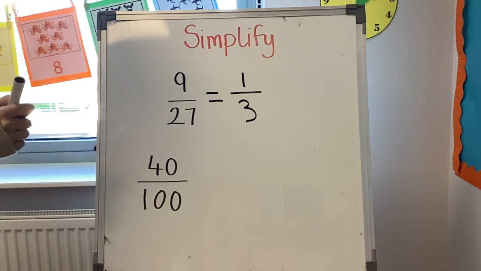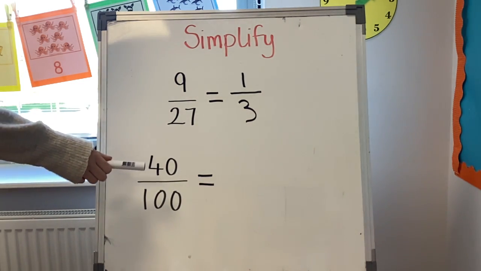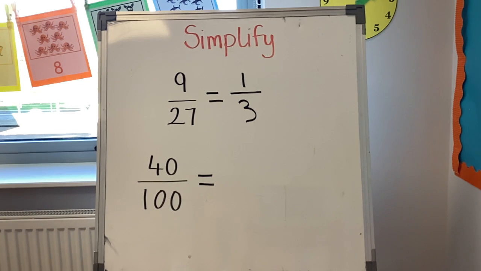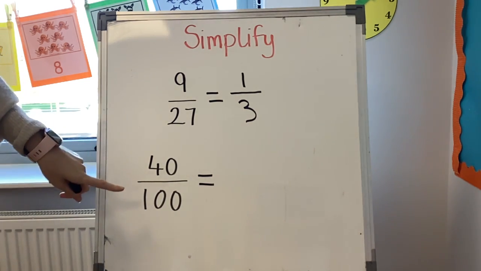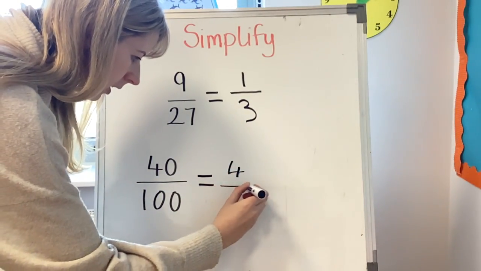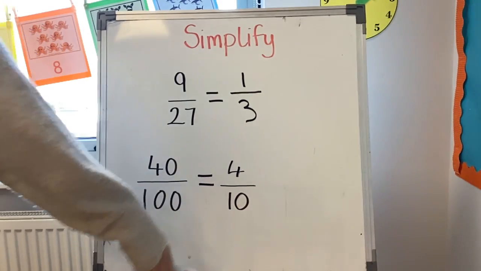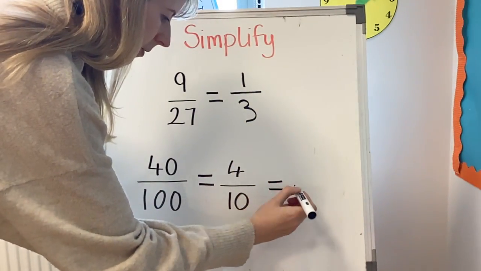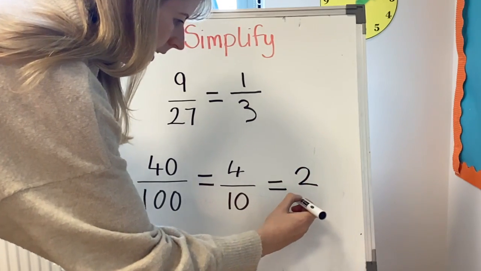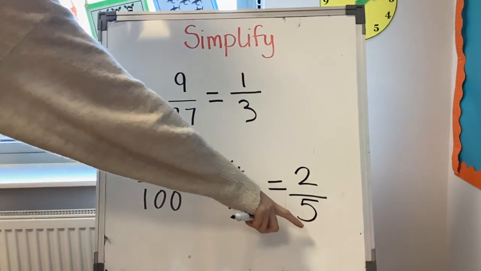In this one here, I need to simplify 40 hundredths. So I'm going to do that through division by deciding which is the biggest number I can divide into the numerator and the denominator. So I know I can divide 40 by 10, and I know I can divide 100 by 10. And that will give me 4 over 10. But now that I've done that, I see that I can simplify even further, because I can divide 4 by 2 and 10 by 2. So if I simplify again, 4 divided by 2 is 2, and 10 divided by 2 is 5. So my answer is 2/5.